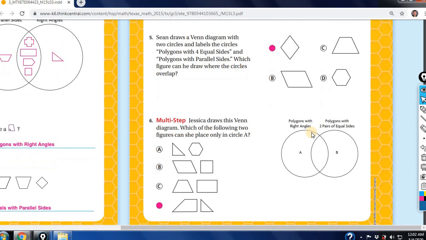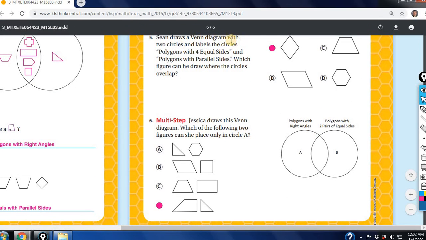Number 5, Sean draws a Venn diagram with 2 circles and labels the circles polygons with 4 equal sides and polygons with parallel sides. Which figure can he draw where the circles overlap? So whichever figure you choose has to have both characteristics. Polygons with 4 equal sides. This one does not have 4 equal sides. This one does not have 4 equal sides.